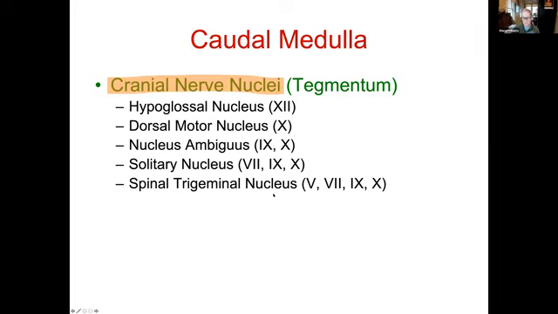And then the spinal trigeminal nucleus, this is a nucleus that's going to accept sensory information about pain and temperature. Most of that information is coming in by way of cranial nerve 5. But remember, cranial nerve 7, 9, and 10 can also send pain information about that little strip outside the ear and hand it off to this nucleus as well.